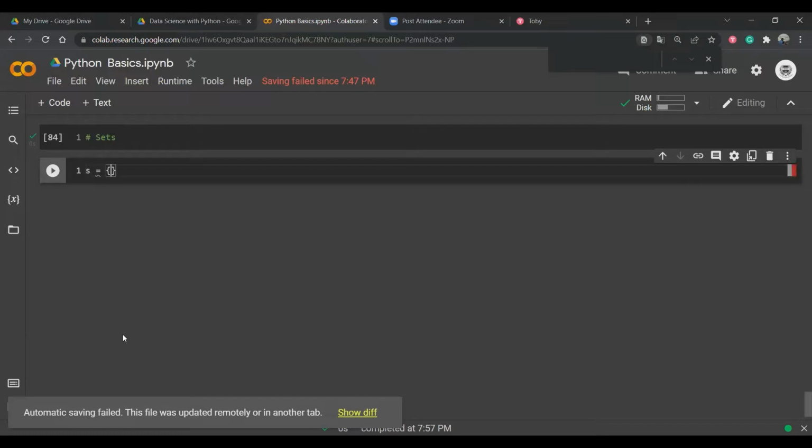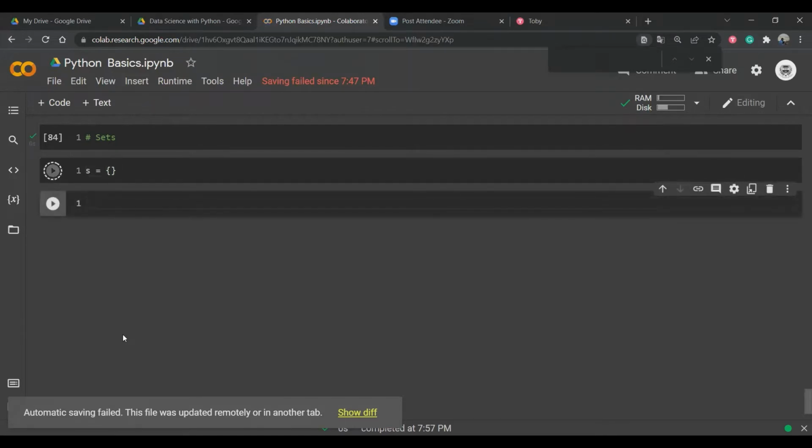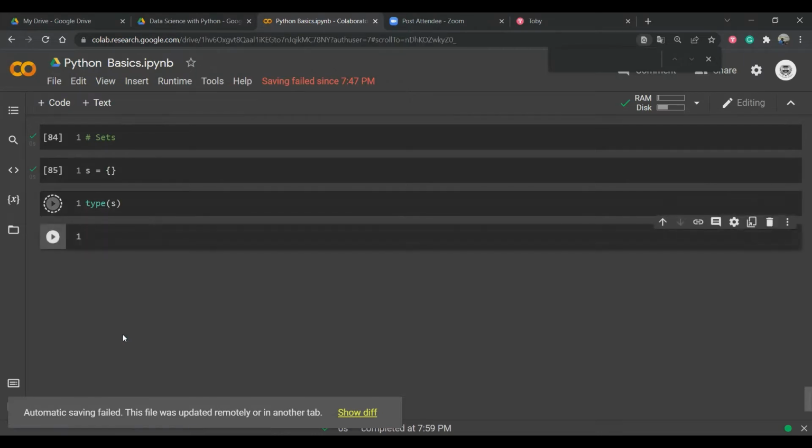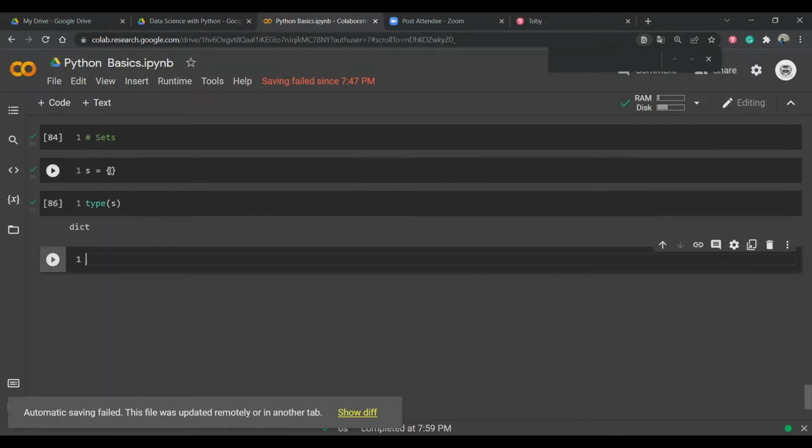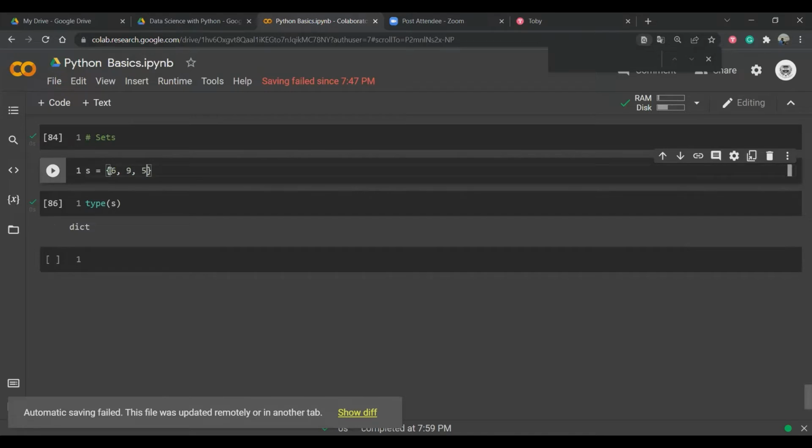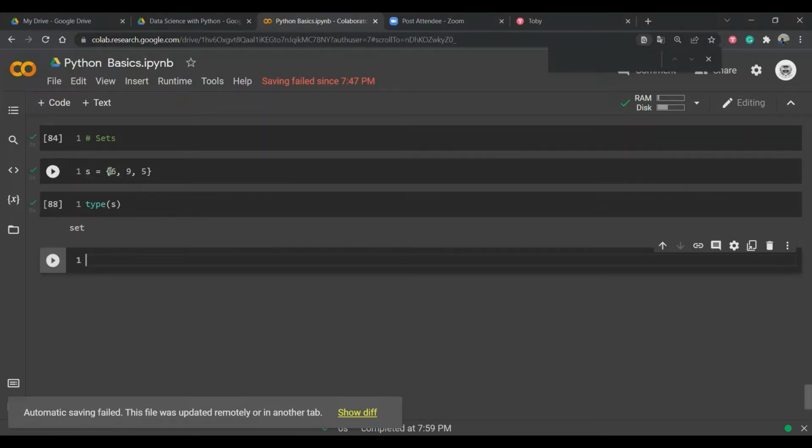If I leave the curly braces blank, Python recognizes it as a dictionary. If I fill it with key and value pairs, it is again a dictionary. But if I write a single element or multiple elements, it becomes a set. This is the second thing. And the third very important thing, which makes a set totally different from any other data type, is the main purpose of a set also.